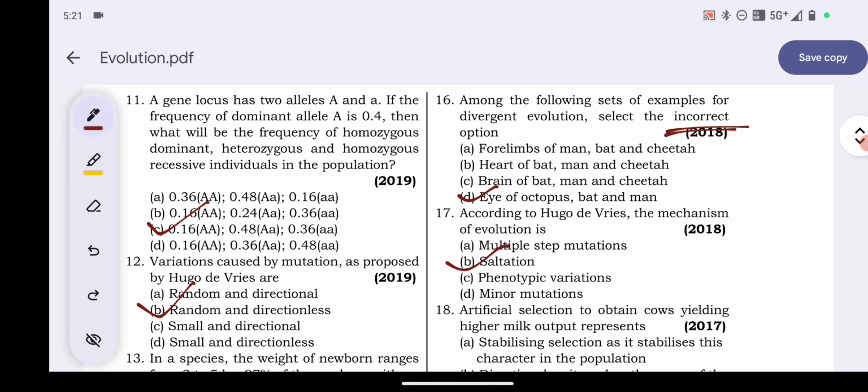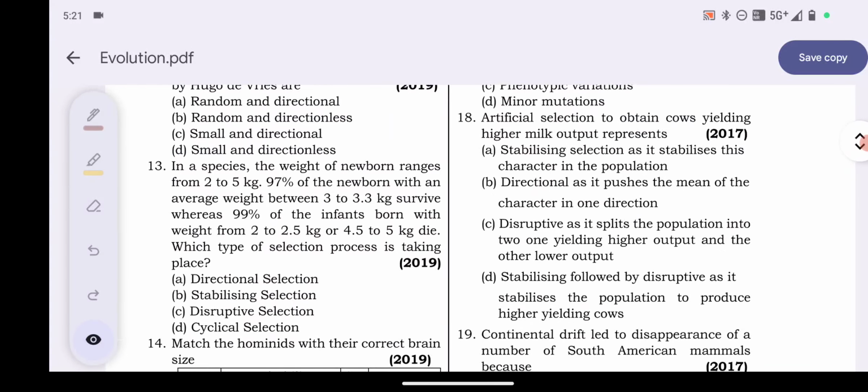Saltation is the development of new and advanced species as a result of a single major mutation. He did not believe that slight heritable mutations reported by Darwin were the cause of evolution. So he termed it saltation. B option is the correct one. Question number 18.